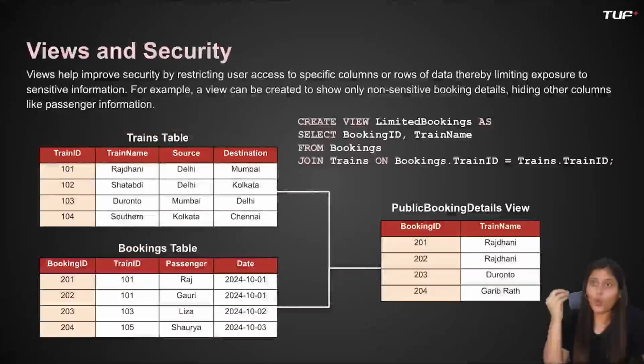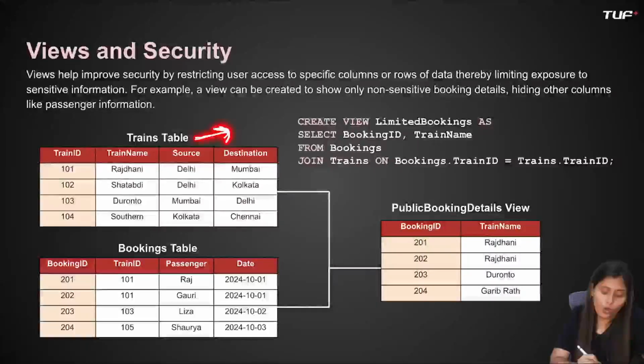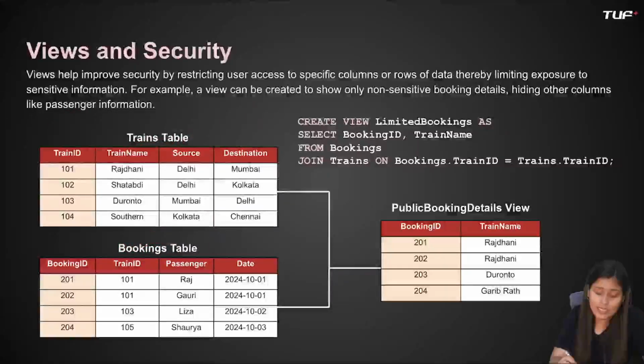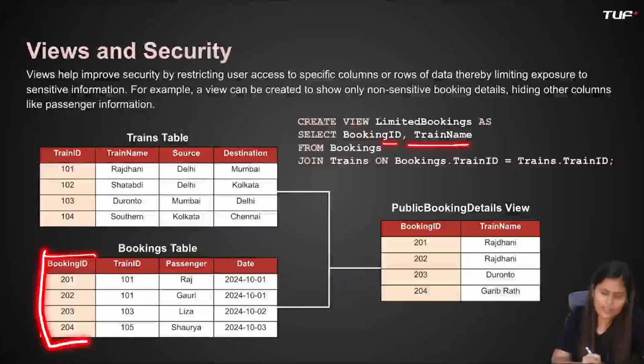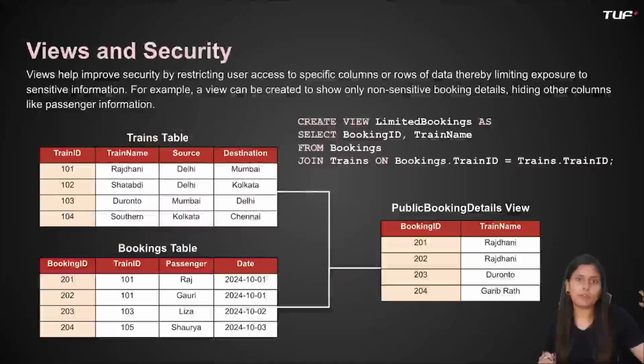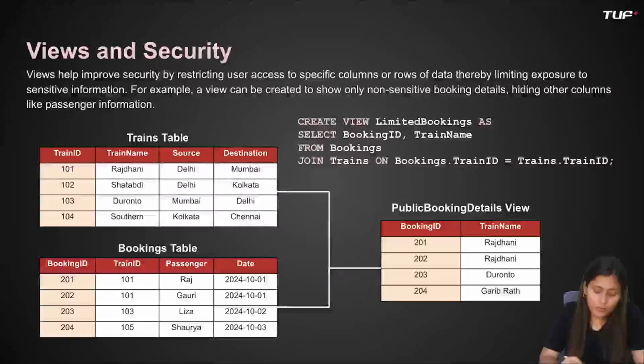So to show that they are actually different, we make an alias of these tables: we give the trains table T and the bookings table B, so that we can fetch T dot train ID or B dot train ID. But here we are selecting booking ID and train name, and booking ID is only present in the bookings table and train name is only present in the trains table, so it won't get confused. So we don't need to give any alias in this case. Okay, so from bookings join trains. We are performing a join operation, basically merging the tables and then creating the view, on the condition that their train ID should be the same. Again the same condition. So we have created it.